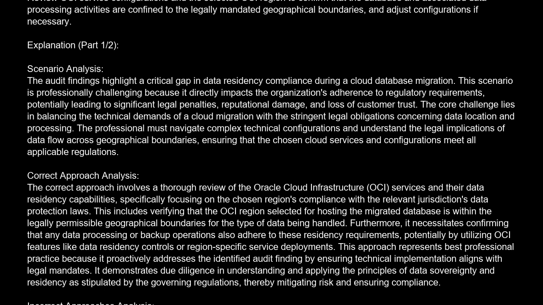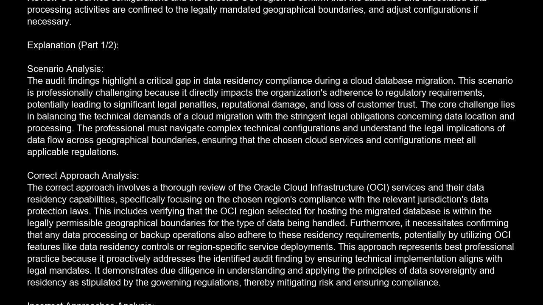The core challenge lies in balancing the technical demands of a cloud migration with the stringent legal obligations concerning data location and processing. The professional must navigate complex technical configurations and understand the legal implications of data flow across geographical boundaries, ensuring that the chosen cloud services and configurations meet all applicable regulations. Correct approach analysis. The correct approach involves a thorough review of the Oracle Cloud Infrastructure, OCI, services, and their data residency capabilities, specifically focusing on the chosen region's compliance with the relevant jurisdiction's data protection laws.